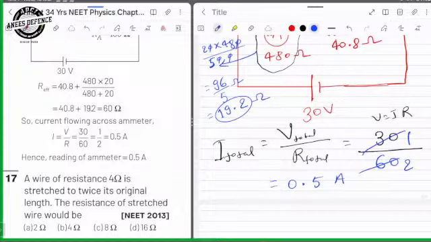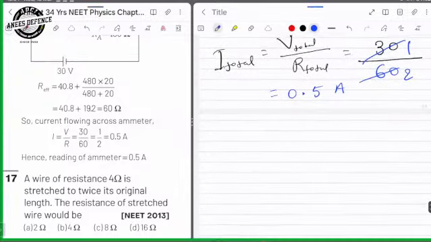A wire having resistance 4 ohm is stretched to twice. Means resistance becomes 4 times. When stretched n times, resistance becomes n square times. So when you stretch twice, resistance becomes 4 times. Stretched thrice, resistance becomes 9 times. So twice means R dash.